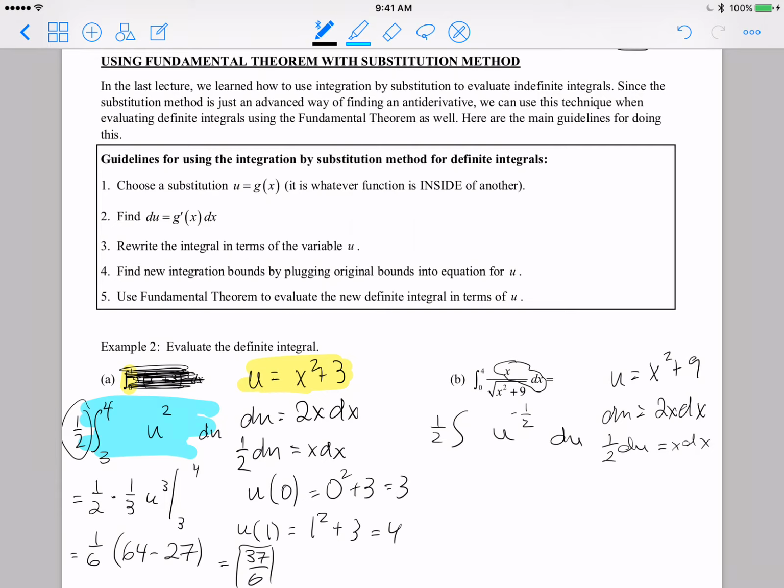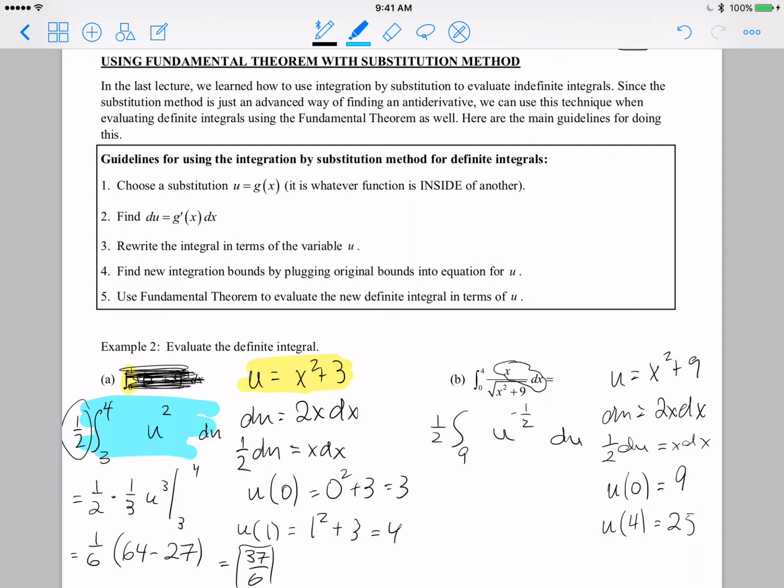The reason it's negative is because that square root was in the denominator, and the reason it's a 1/2 is because it was a square root. Okay, the last thing I need to do is figure out my new bounds. So u of 0, which was my original bound, is going to be 0 squared plus 9, which is 9. So my new lower bound is 9. And then u of 4 is going to be my new upper bound. 4 squared is 16, plus 9 is 25.